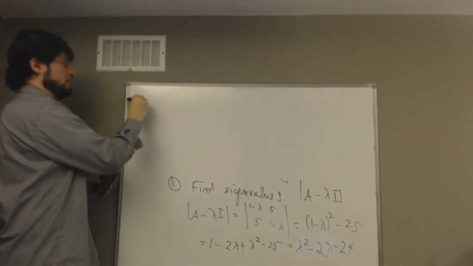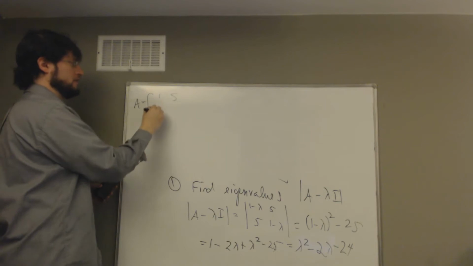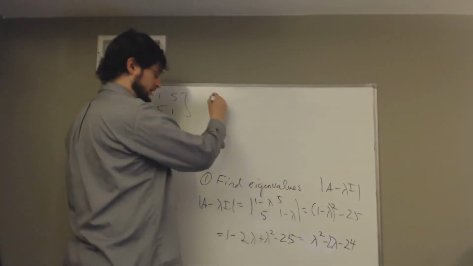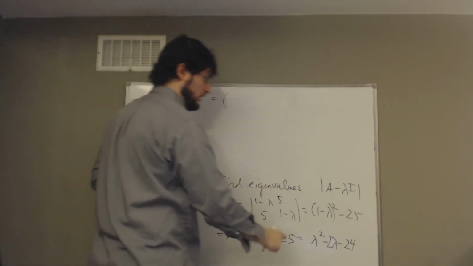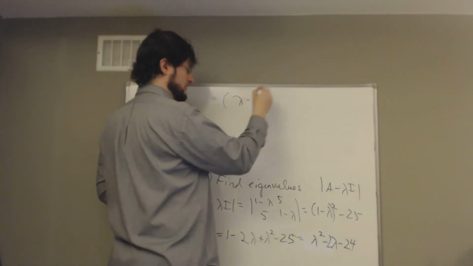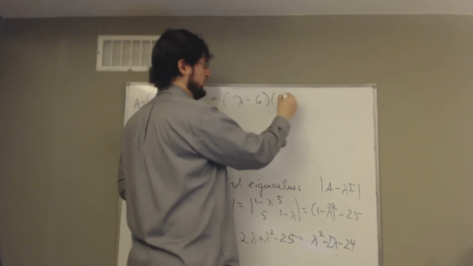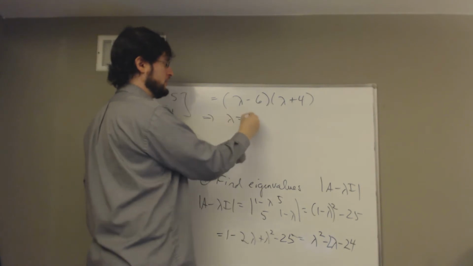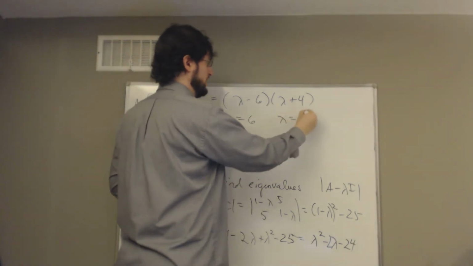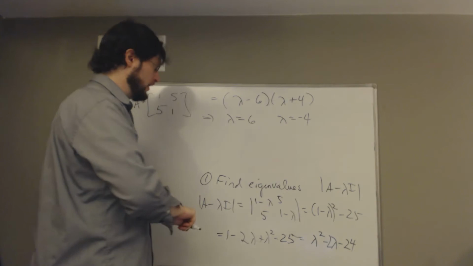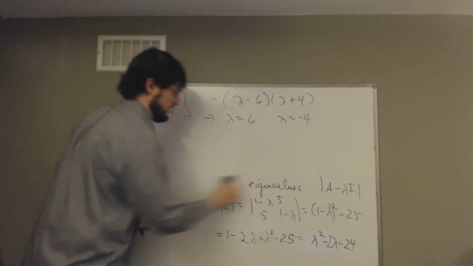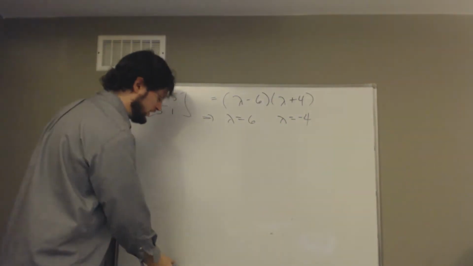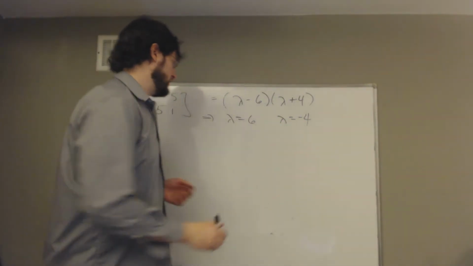So let's just remember our original matrix, 1, 5, 5, 1. So this factors as lambda minus 6 and lambda plus 4. So that tells me that lambda is 6 or lambda is negative 4. And those are our 2 eigenvalues for this particular matrix. Our next step in general is to find a basis for each eigenspace.